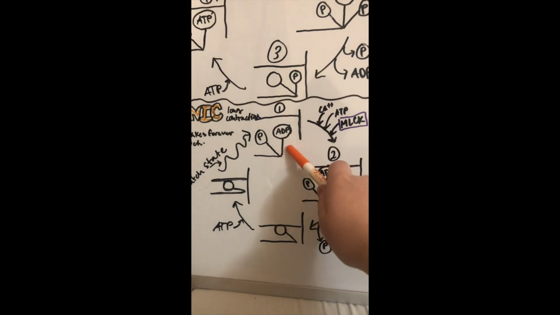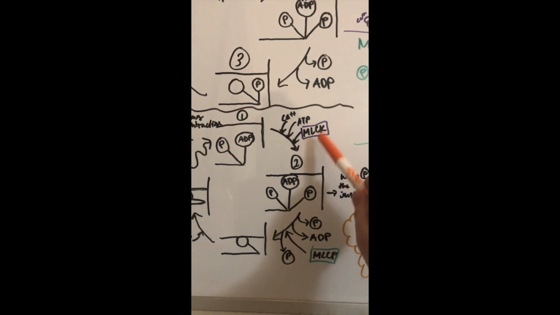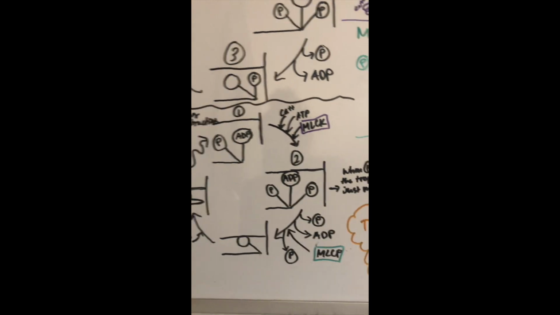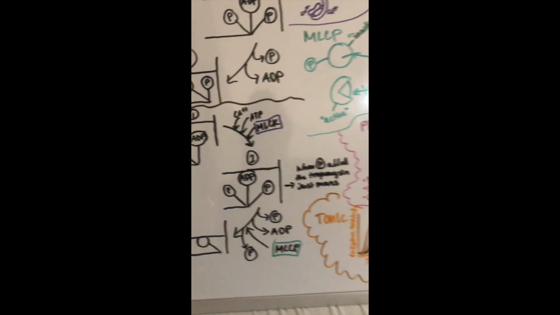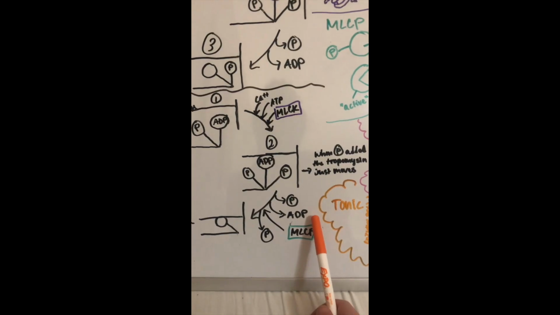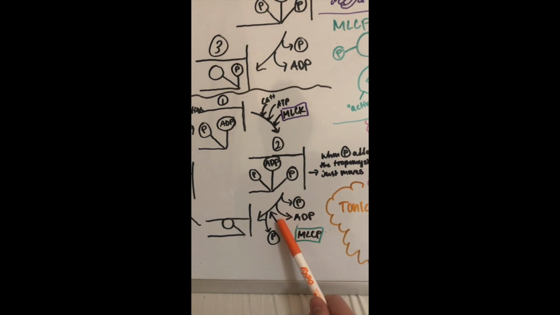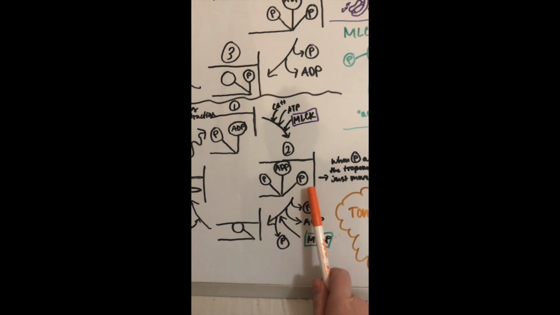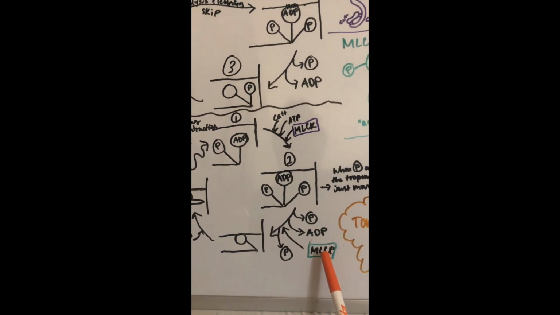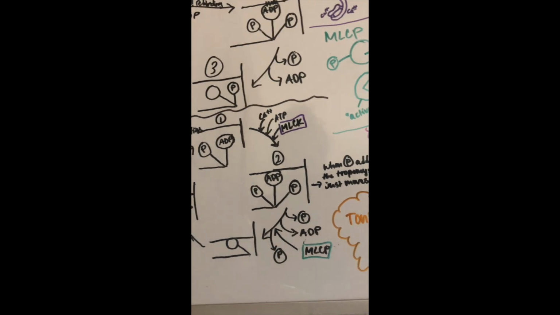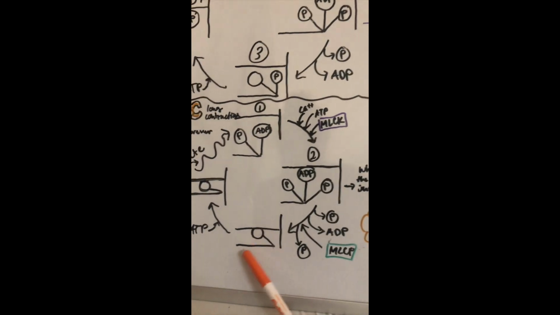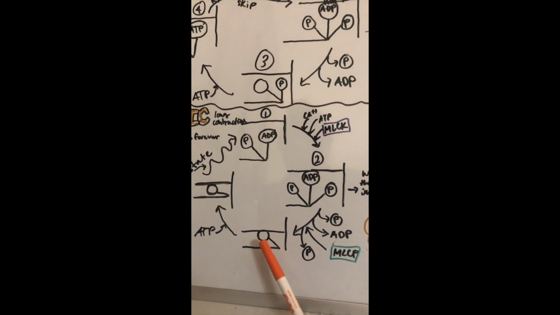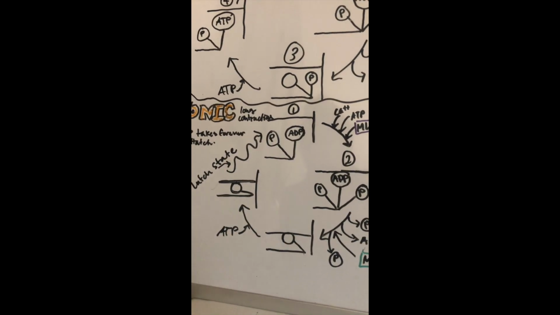Okay, now for tonic, it's a little bit different. Our first step is pretty well the same. We have our MLCK that comes in. When the phosphorus is added, though, the tropomyosin just moves. So then this is where it gets a little different. So we get our phosphorus kicked off, we get our ADP kicked off, but then we want to get rid of that extra phosphate that we have. So MLCP comes in and breaks that off and removes that. So now you're back to just an uncocked myosin head.